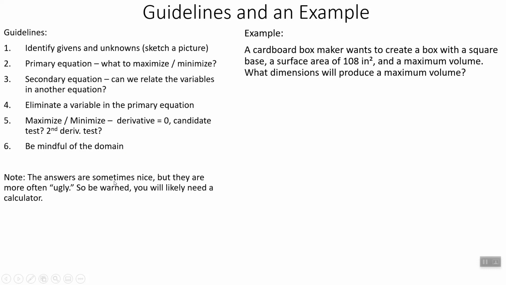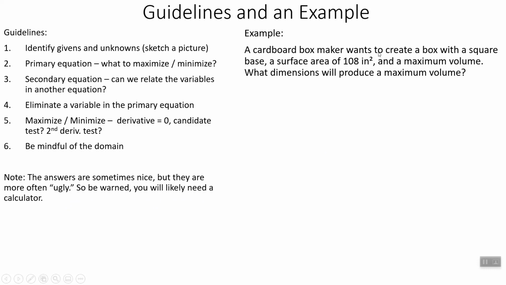All right, since these are often real-world application problems, they will often have what we call ugly answers, like long decimal answers. They won't necessarily be whole number answers. So you will likely need your calculator to solve some of these problems. All right, so that being said, here is an example.